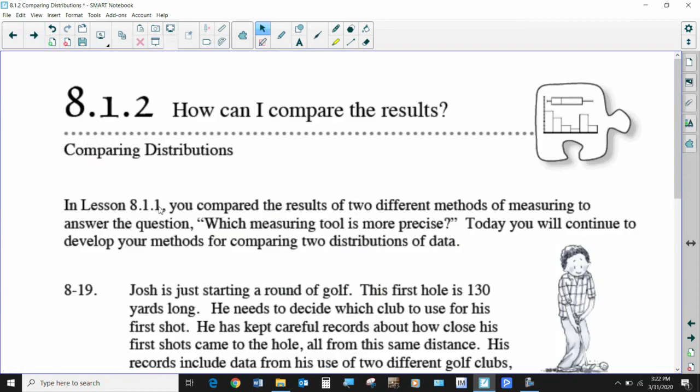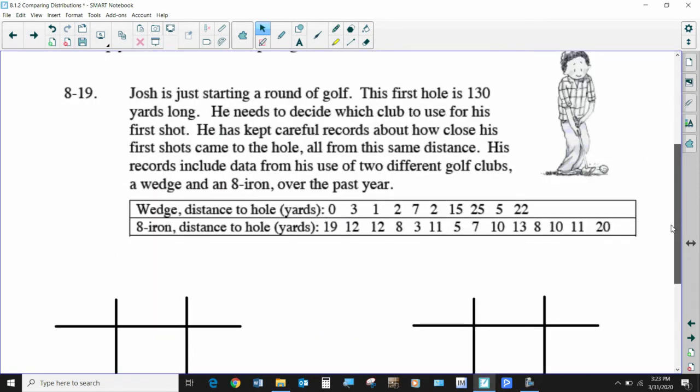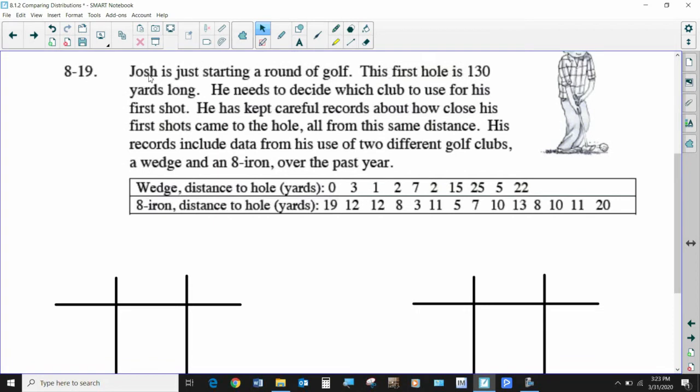So let's get started. In lesson 8.1.1, you compared the results of two different methods of measuring to answer the question, which measuring tool was more precise? Today you will continue to develop your methods for comparing two data distributions. Okay, so I'll read through this with you.